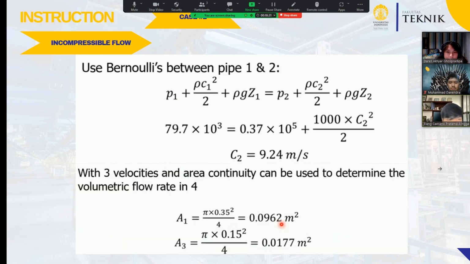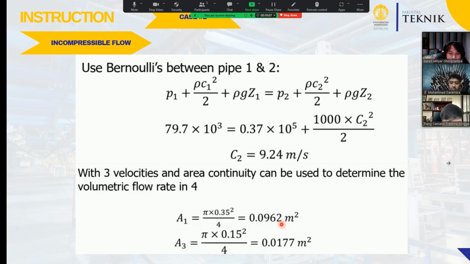Next one. Okay, we are going to use the Bernoulli equation for pipes 1 and 2 to decide the velocity at point 2. We use the same formula, and the 0.37 bar is converted by multiplying by 10^5 to have the same unit as pascal. The velocity at point 2 is equal to 9.24 meters per second.